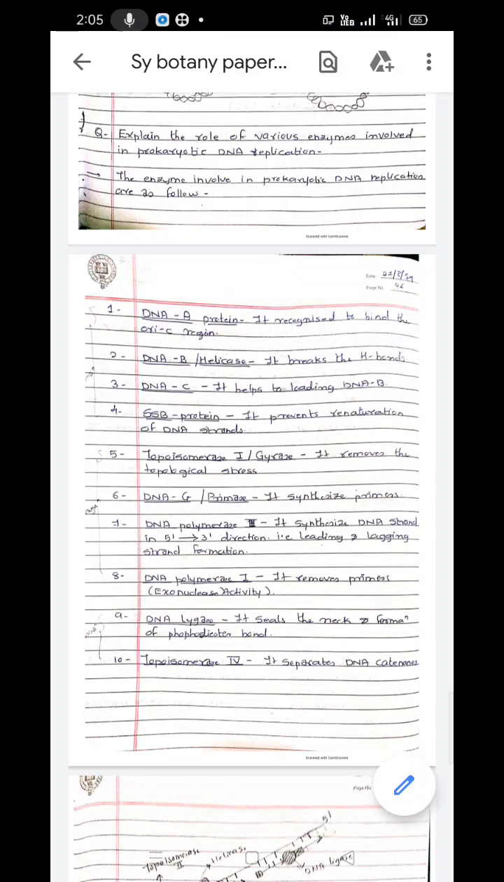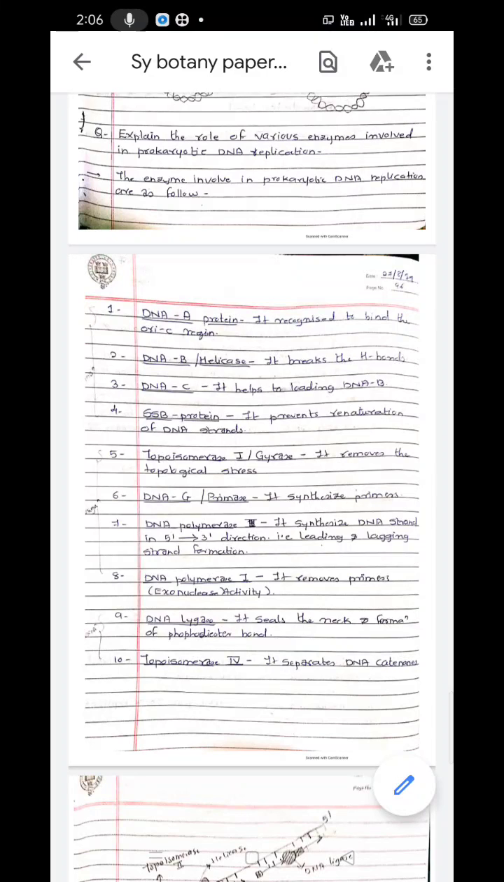Then the next enzyme used in this replication process is DnaB, which is also called the enzyme helicase. This helicase breaks the hydrogen bonds. These two DNA strands are joined by hydrogen bonds, so the helicase enzyme functions by breaking these hydrogen bonds. That's why the two strands of the DNA will be separated.